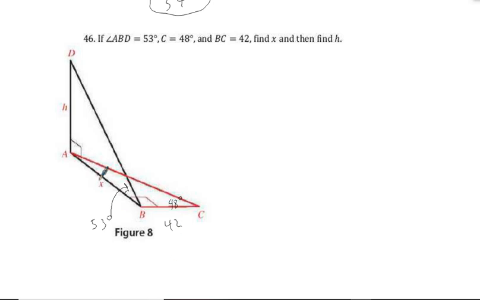First, we want to find X. So we're working in the red triangle here on its side, kind of on the bottom here, ABC. And I see that I'm given 48 degrees. We want to know the opposite, and we have the adjacent. So again, that's tangent. Tangent of 48 degrees equals X over 42. Multiply both sides of the equation by 42 to get X by itself.